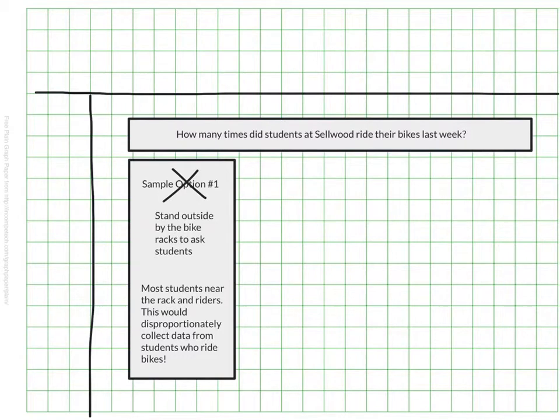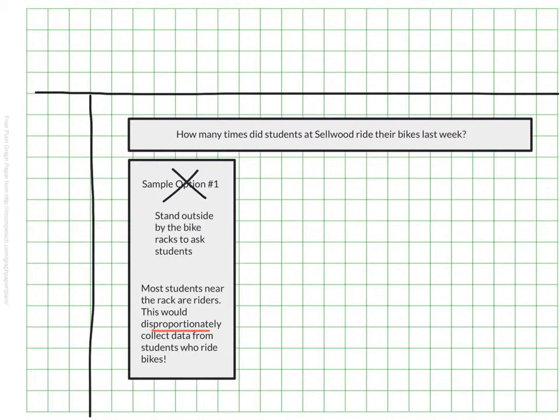I would not consider this to be a good sample group, a good random sampling of the students, because most students who are hanging out near the bike rack are riders. That would skew my data because I would be getting my data disproportionately from students who ride bikes.